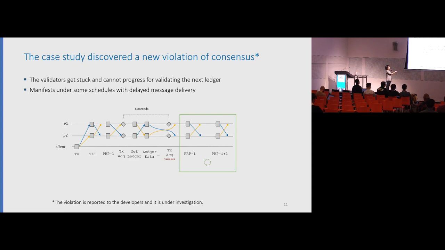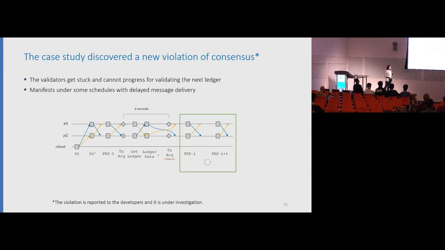Normally, after this get ledger message, the processes having the transaction reply with the ledger data so that everyone synchronizes and continues. In the buggy execution, we delay the delivery of ledger data. The processes missing a transaction first start a transaction acquire object, which periodically sends get ledger messages. If ledger data arrives more than 6 seconds after this object is created, the object times out, and the node cannot get the transaction and leaves the process stuck in the proposed phase, unable to move to validation of the next ledger.